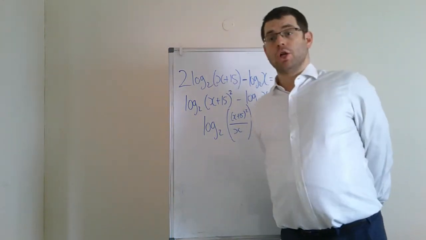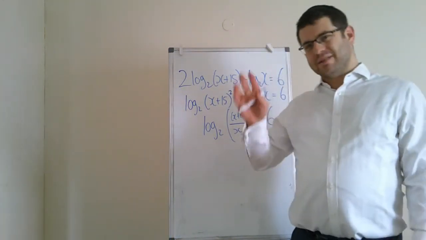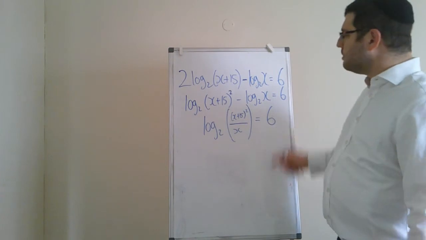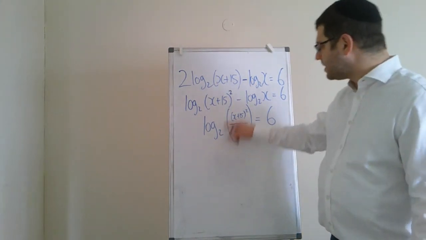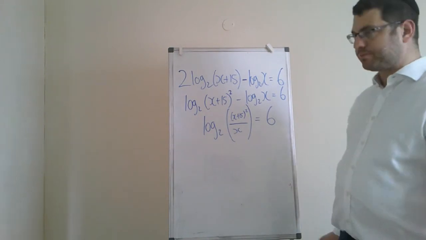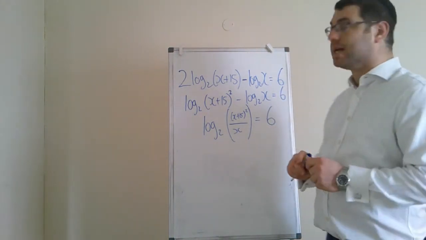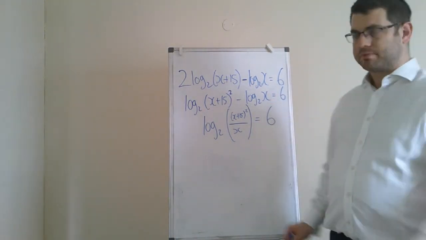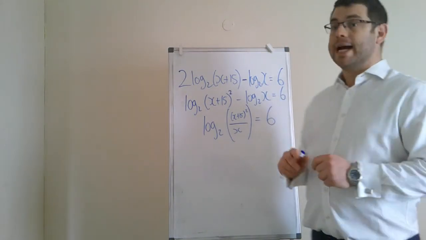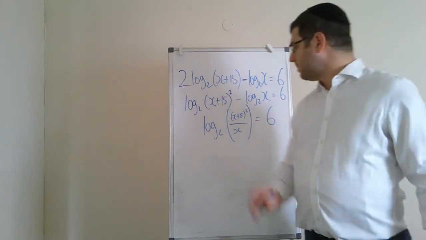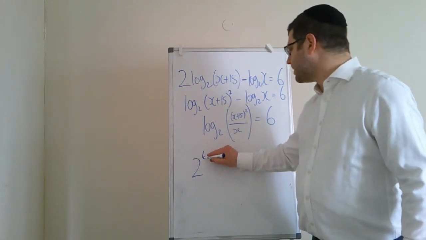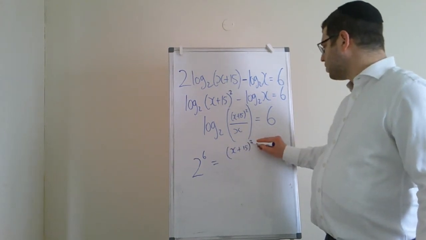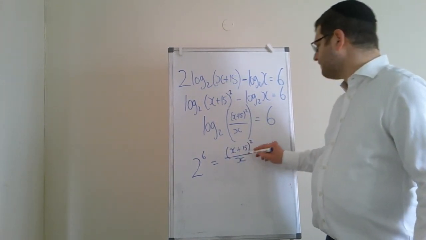Now is the time to use the definition of the log and to activate your thinking as to what this really represents. What did we say this statement means? A single log means that base to that power is equivalent to this. So now the goal for logarithmic equations is ultimately to remove the logs altogether. So 2 to the power of 6 is x plus 15 squared divided by x.